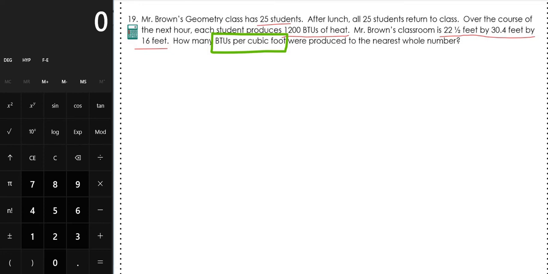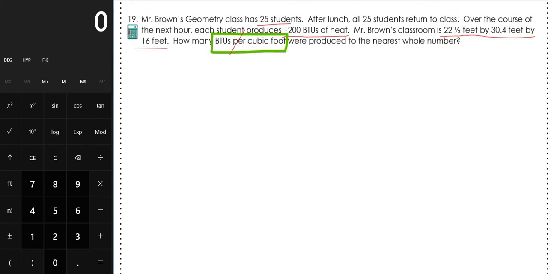Now you may have never heard of BTUs before, and you could still do this problem very easily. And that's by focusing on what they're asking you for in terms of the units that they're giving you. They're saying they want BTUs per cubic foot. That word per means you're going to divide. Per means divide. BTUs divided by cubic feet.